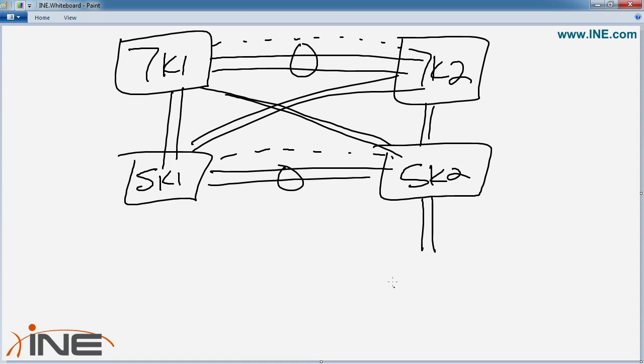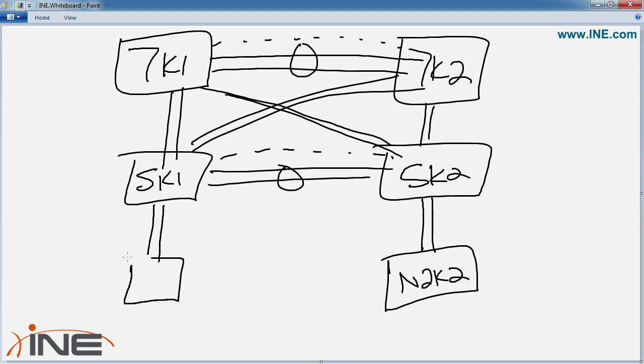Then down towards the FEXs, so this is N2K2 and N2K1, what I would need to do is to put this into a VPC first. So let's say that this is VPC 102 for FEX Associate 102. It's basically going to be an orphan VPC.